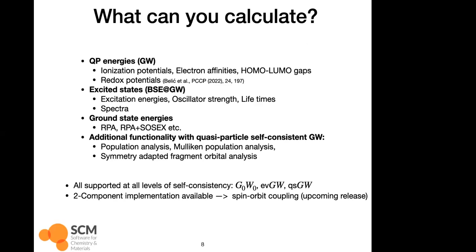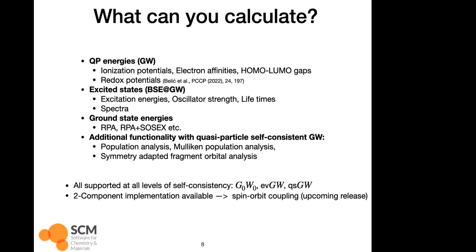We can also use that formalism to calculate ground state energies. That's typically called RPA. And then we can also make RPA more accurate by using so-called second order screened exchange corrections. And with quasi-particle self-consistent GW, you can also do things like population analysis, Mulliken population analysis. You can do a symmetry adapted fragment orbital analysis, all those things which you can also do with DFT. All this functionality is supported at all levels of self-consistency. And in the upcoming release, we also support spin-orbit coupling with a true two-component implementation, also for all of this.